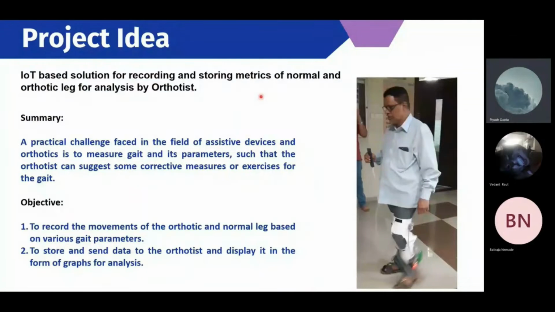So here, basically, what we are doing is finding the efficiency of the assistive device, which is worn by the orthotic patient. So it's an IoT-based solution which would record and store the metrics of normal and orthotic leg for the analysis of the orthotist.